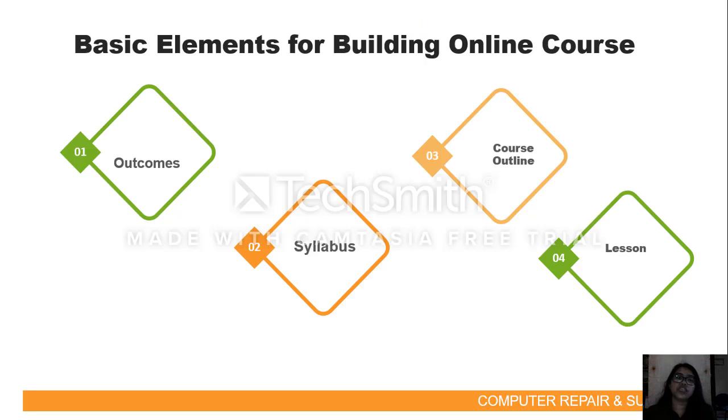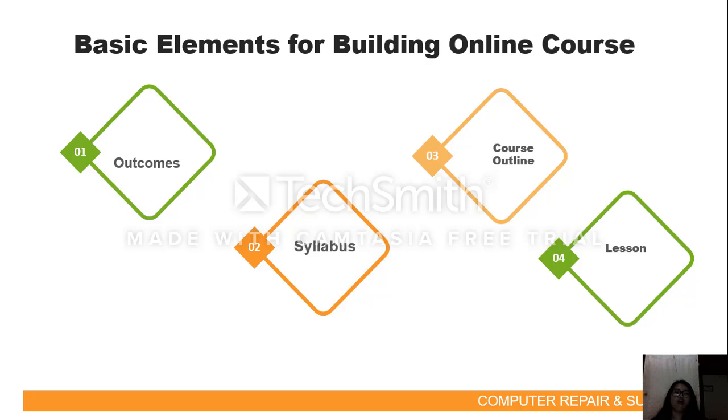The next is about basic elements for building an online course. When you want to build an online course, there are 4 basic elements that you have to consider first. The first is learning outcomes. A learning outcome is a measurable strategy that is used by teachers for measuring the students' understanding about the learning materials. In this case, learning outcomes hold an important role.